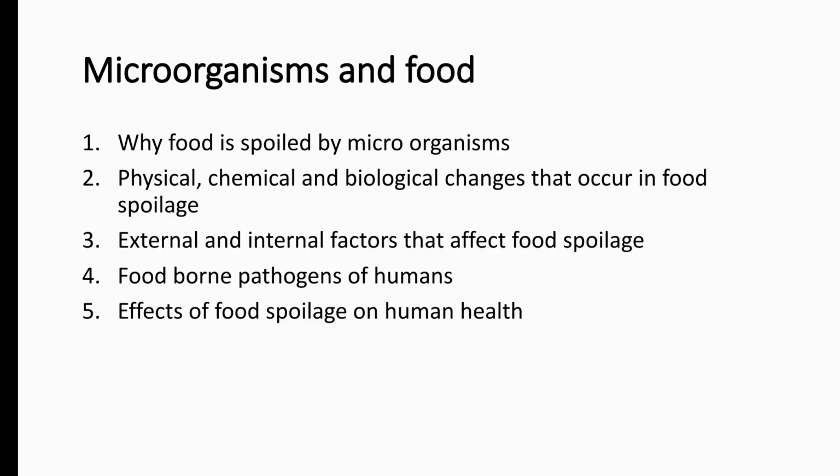Now we'll move on to the final section, microorganisms and food. In this section, we'll learn why food is spoiled by microorganisms. Then we'll study about the physical, chemical and biological changes that occur in food spoilage. Then we'll learn about the external and internal factors that affect food spoilage. Then we'll learn about the foodborne pathogens of humans. And finally, we'll learn about the effects of food spoilage on human health.